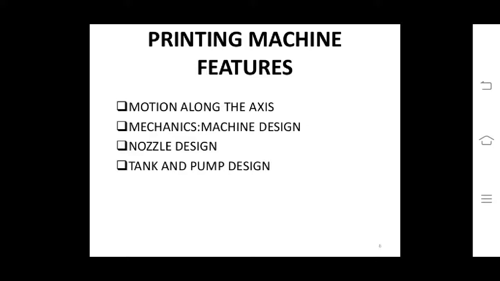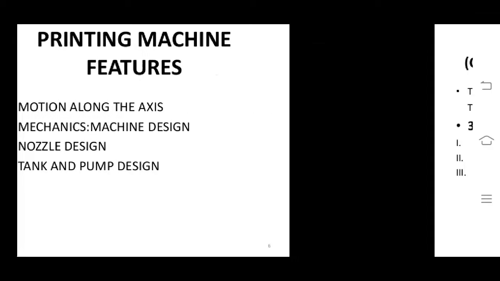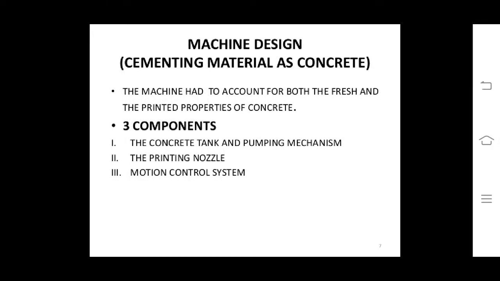Printing machine features. There are various features of the printing machine: motion along the axis, mechanics or machine design, nozzle design, tank and pump design. Machine design: cementing materials such as concrete. The machine had to account for both the fresh and printed properties of concrete. 3D components: the concrete tank and pumping mechanism, the printing nozzle, and motion control systems.